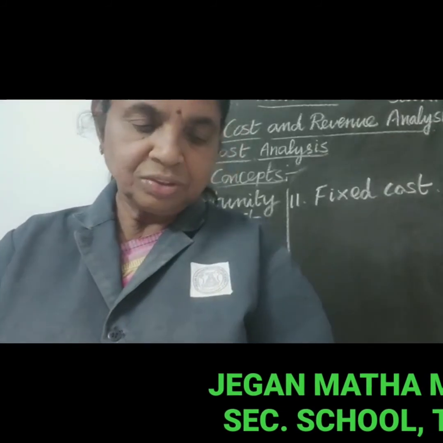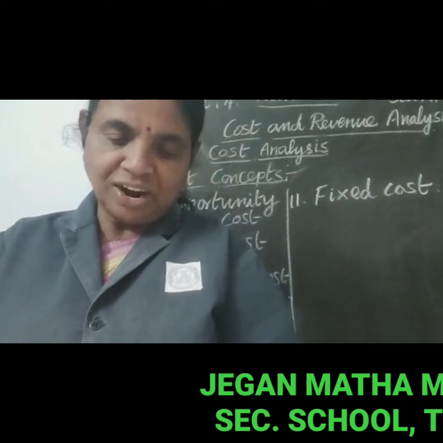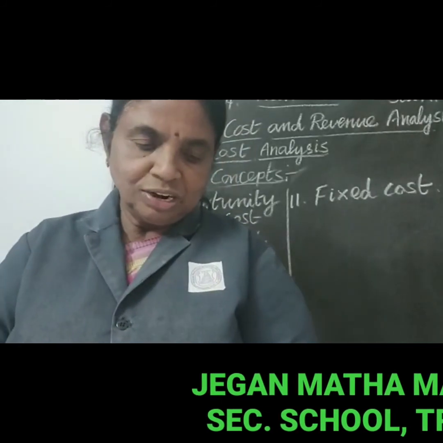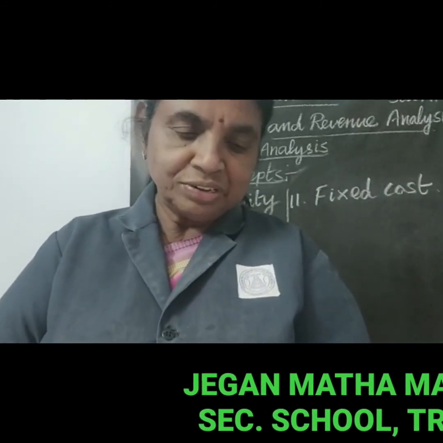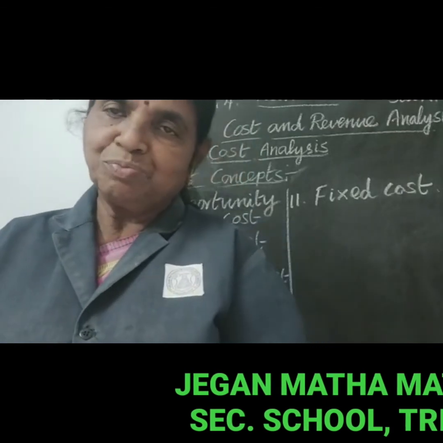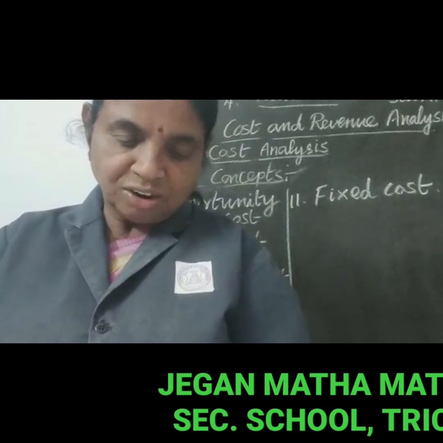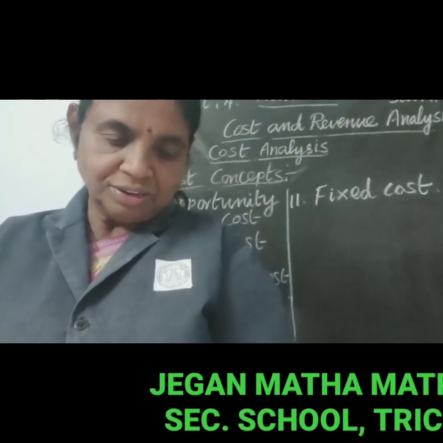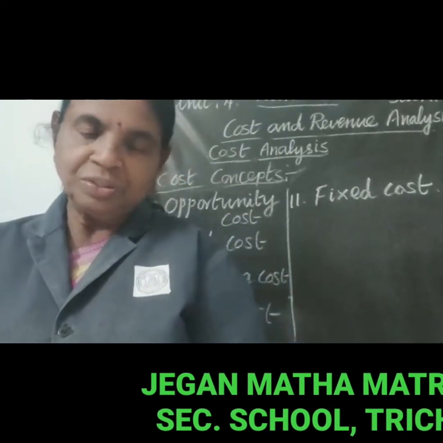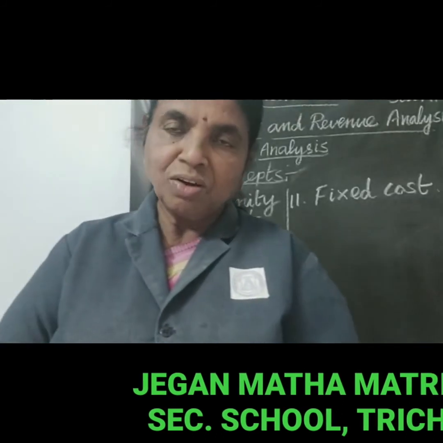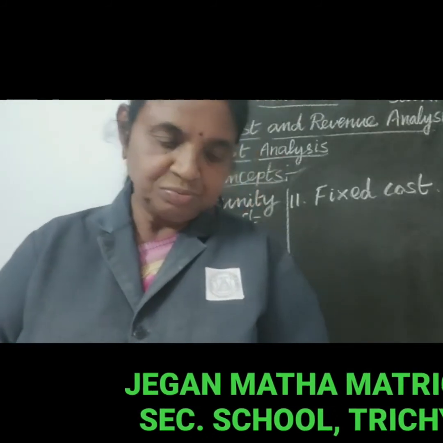Prime cost. All costs that vary with output together with the cost of administration are known as prime cost, the important one. In short, prime cost is equal to variable cost plus cost of administration.